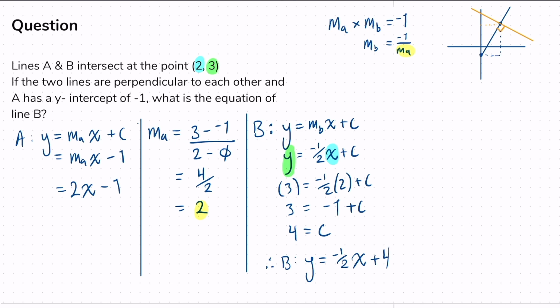Now I'm going to ask myself if this looks like what I had up in the corner here. C is greater than 3, that's what we expected, and it's sloping downwards. It has a negative gradient. So I'm happy with this answer.